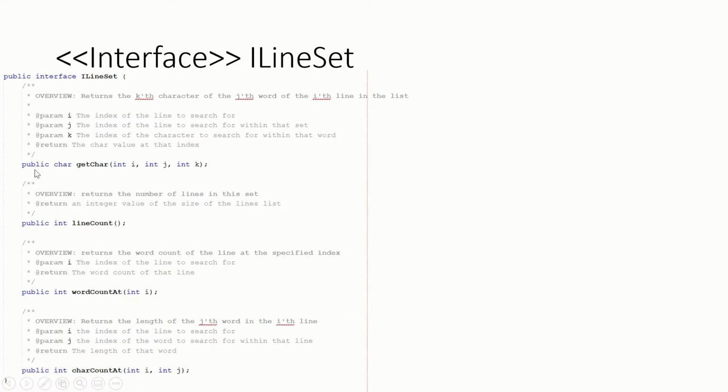This invokes the methods getCharacter, lineCount, which gives the number of lines in a line set, wordCountAt, which gives the number of words in the ith line, and CharacterCountAt, which gives the number of characters in the jth word in the ith line.